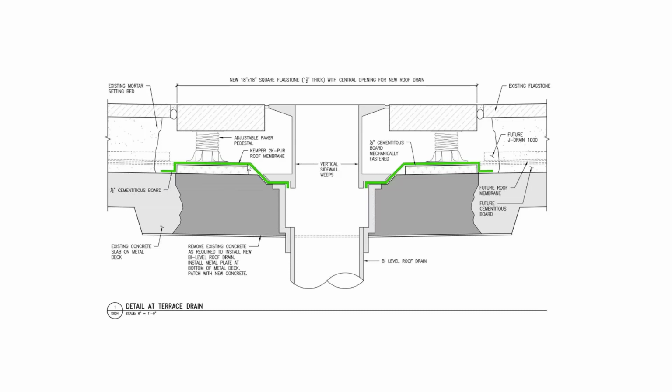This is more the pedestal system, where we have the roof membrane that's coming and sealing everything, going into this drain. And this drain actually works two ways: it drains up here and allows water to come down through here if there's any that's present. So it's a bi-level roof drain.